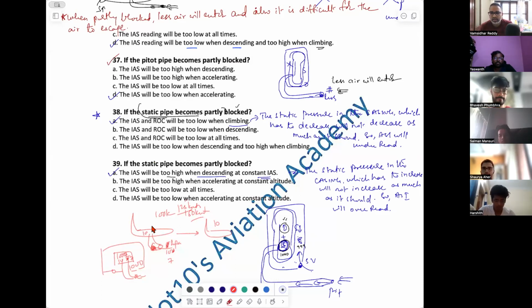Okay. Yeah, see, you are going faster means more air molecules should enter. It will create more dynamic pressure and then capsule will expand. It will show 150 knots. But it is partially blocked. So instead of more entering, it will increase, but not so much. So instead of 150, it will show only 125. So it will read less when pitot is blocked and you are accelerating. Understood. Fine. So this completes the partial blockages here in your life.